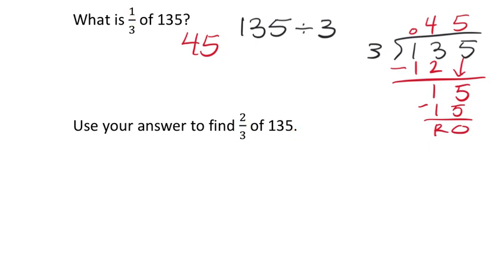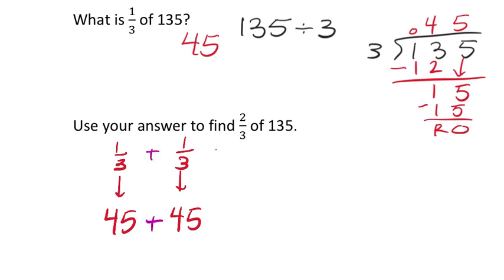So that means that 1/3 of 135 is 45. But now we're saying we have another third to make 2/3, right? So that would be another 45. So all I'm going to do is add these together. If you added those fractions, not that we're there yet, but you would have had 2/3. 45 plus 45, we can do the math over here.